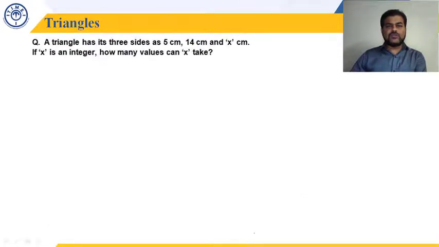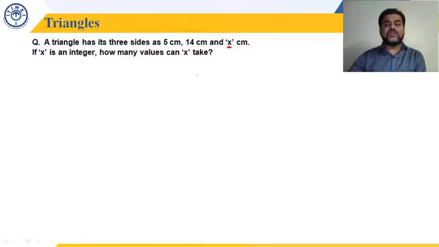Let's look at a question based on the property that we have just discussed. There is a triangle which has 3 sides and the lengths of the sides are given as 5, 14 and x centimeters. x is an integer. How many values can x take? First thing, x is an integer and it is also the length of the side of a triangle. So it has to be some positive integer.